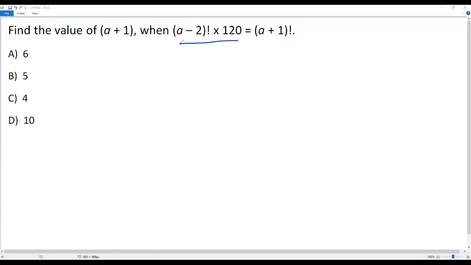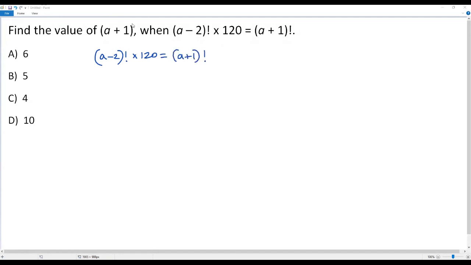In the given equation, I can solve for a. Once I get the value of a, I can add 1 to it to get the value of the expression a + 1. Now let me take this factorial equation as it is: (a − 2)! multiplied by 120 equals (a + 1)!.